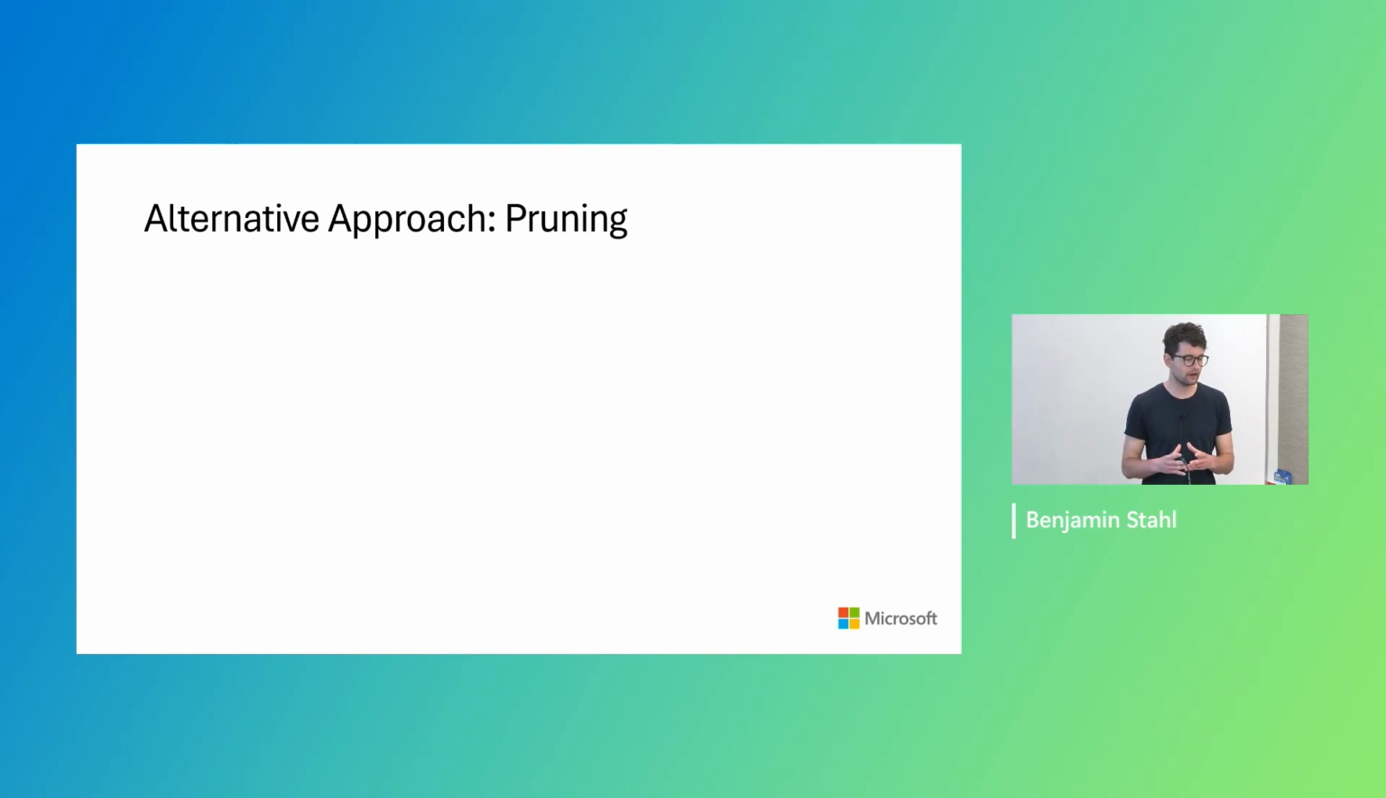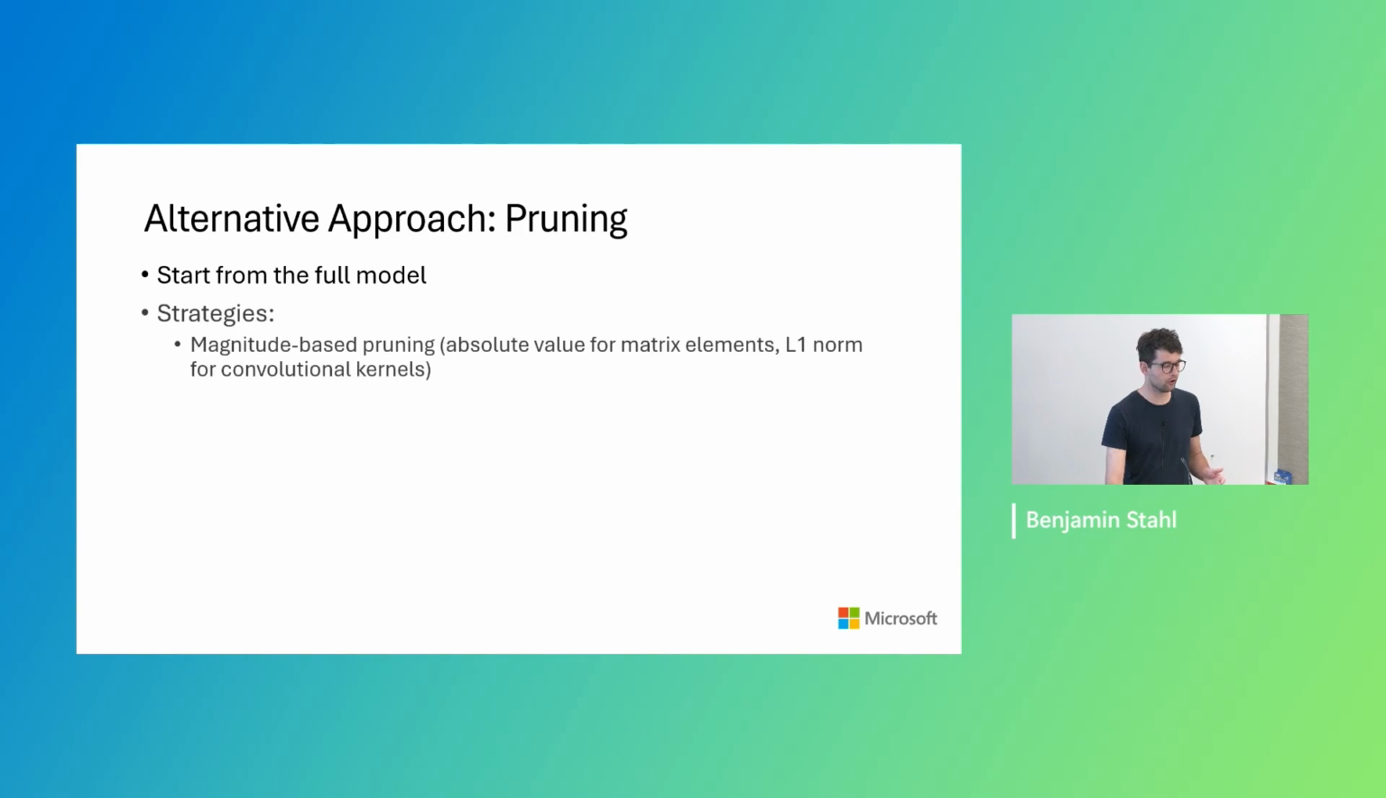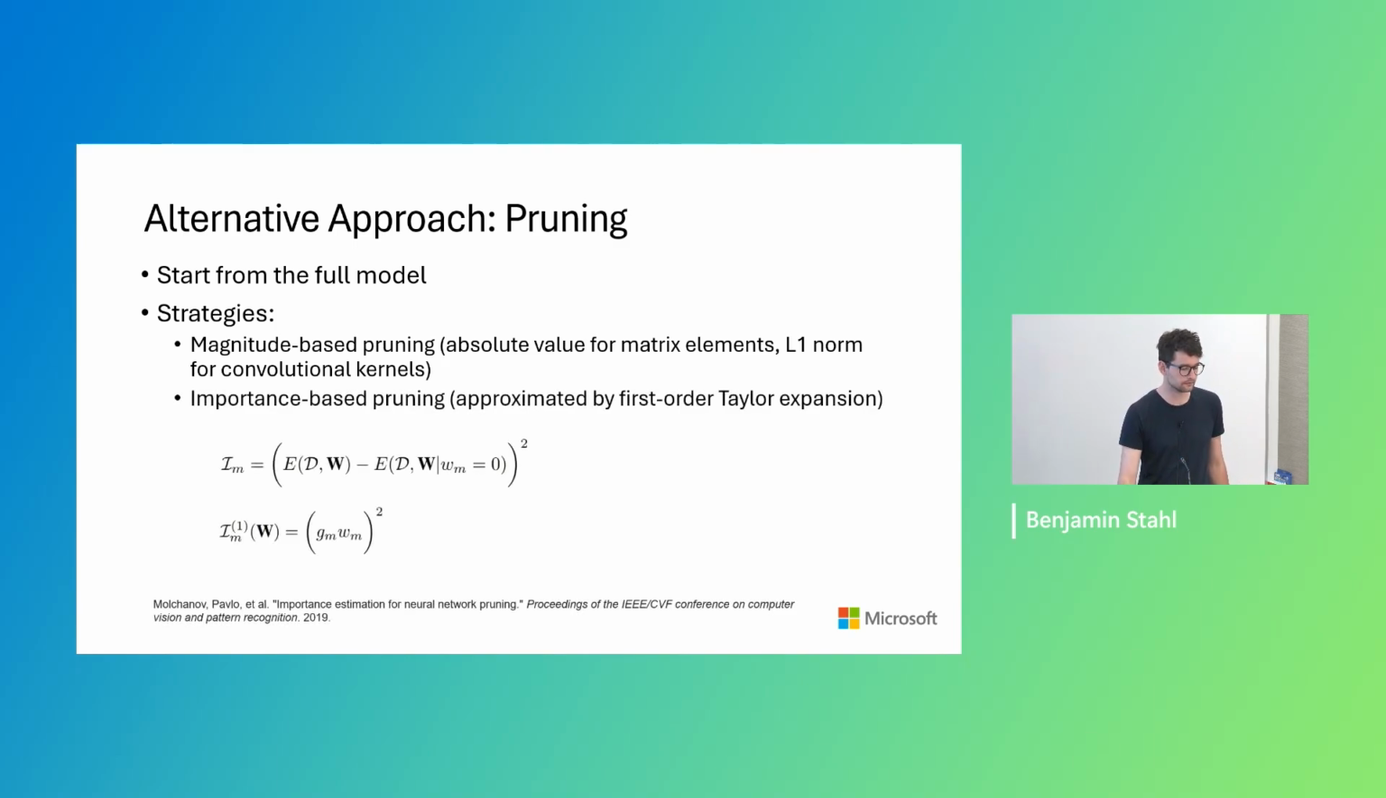And to also have an alternative for model size reduction, I also did pruning. So this starts from the full model, and I tried 2 different strategies for pruning. One is magnitude-based pruning. For that, I used the absolute value of matrix elements or the L1 norm for convolutional kernels. And another method is importance-based pruning.